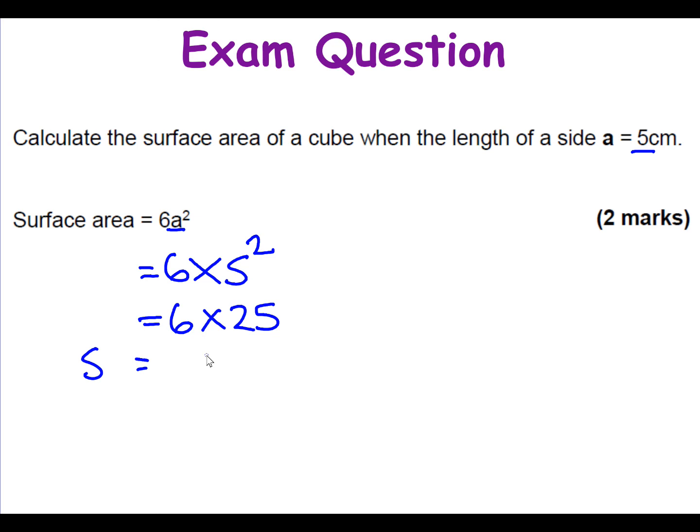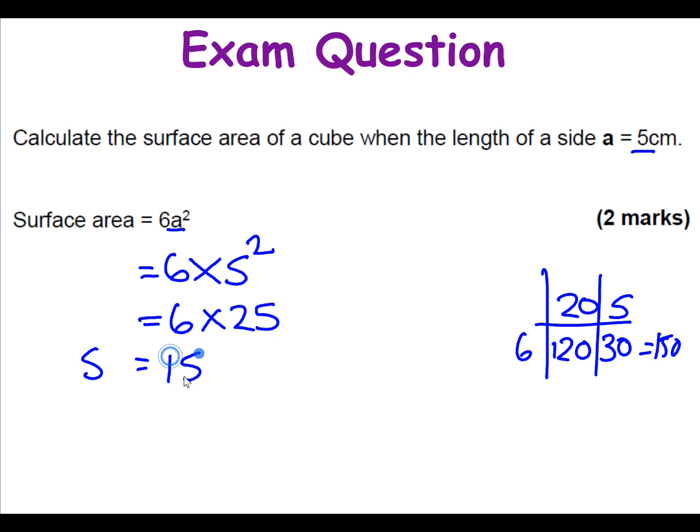So if you can't do this off the top of your head, you can use your grid method. So 6 2s are 12, don't forget the 0, and 6 5s are 30. Add the two numbers together to get 150, and this would be centimeters squared.